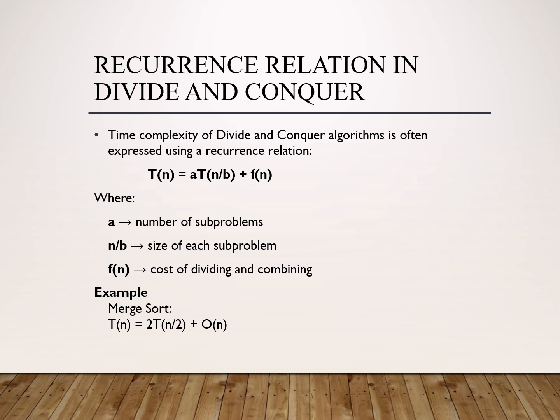Recurrence relations in divide and conquer method. We are going to see the recurrence relation for divide and conquer. T(n) = a T(n/b) + f(n). Here a is the number of subproblems, that is, how many times we divide the large, complex problem, and n/b is the size of each subproblem, and f(n) is the cost of dividing and combining.